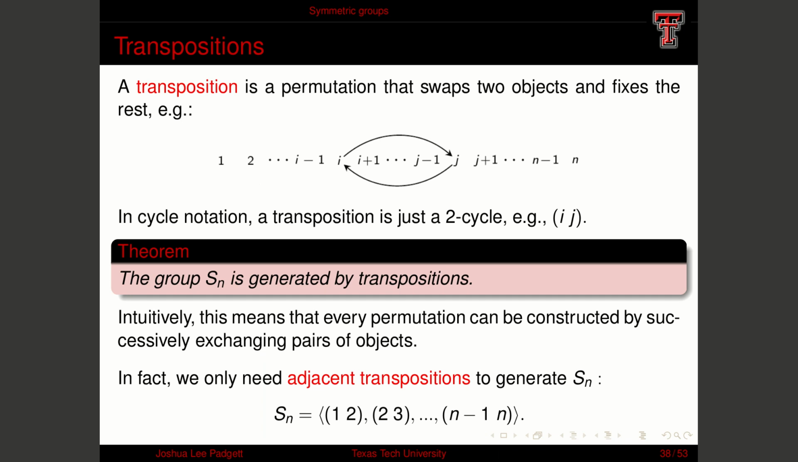So, a transposition is a permutation that only swaps 2 objects. All right, so for instance, something that leaves everything unchanged, but it just swaps 2 numbers.